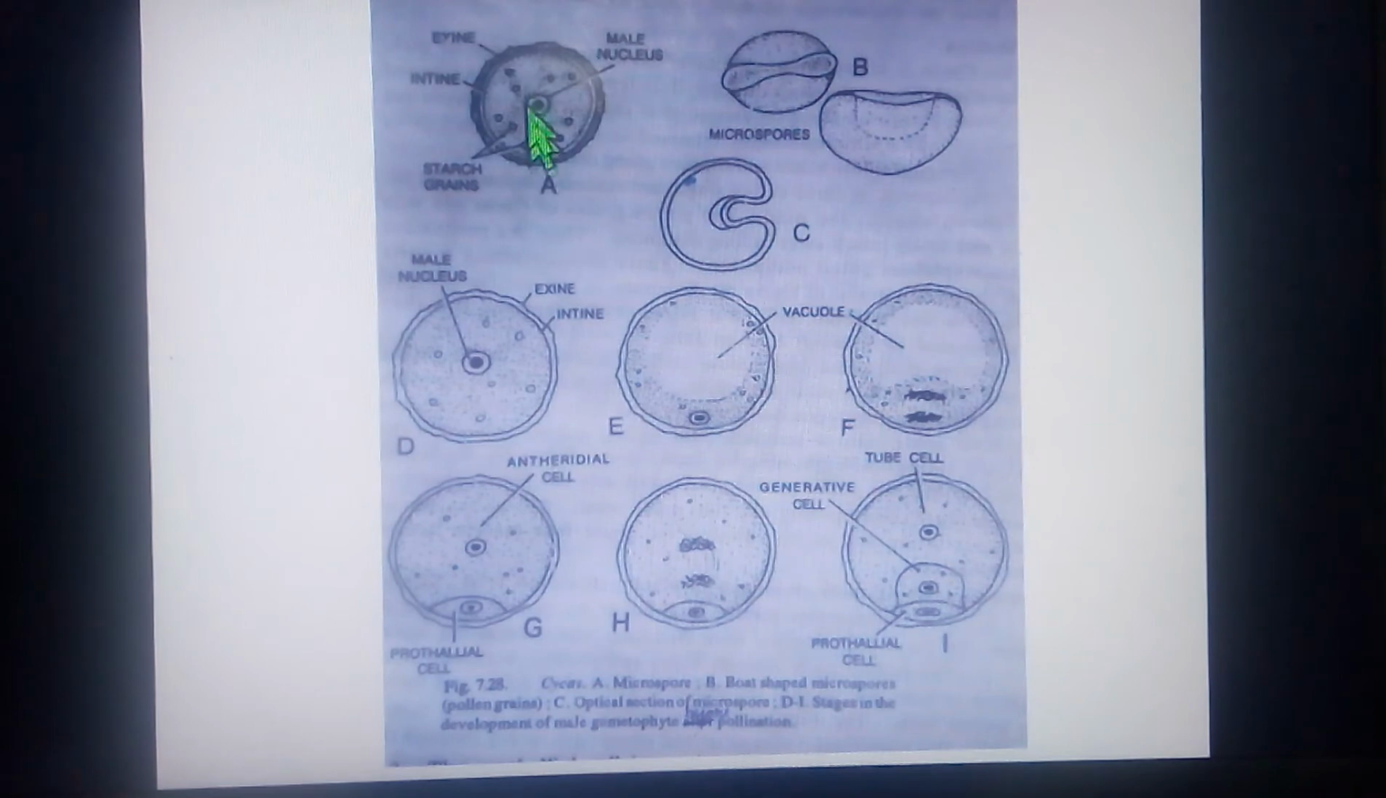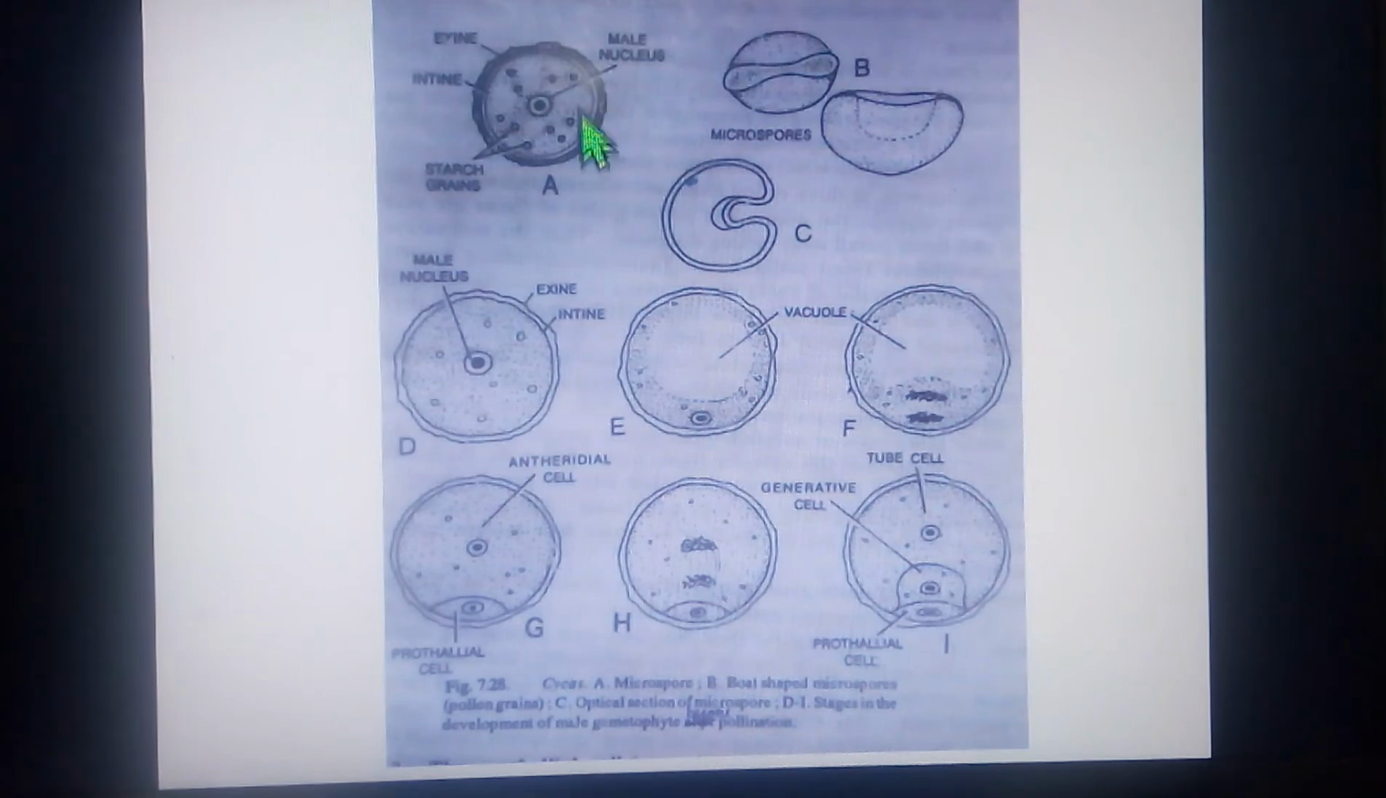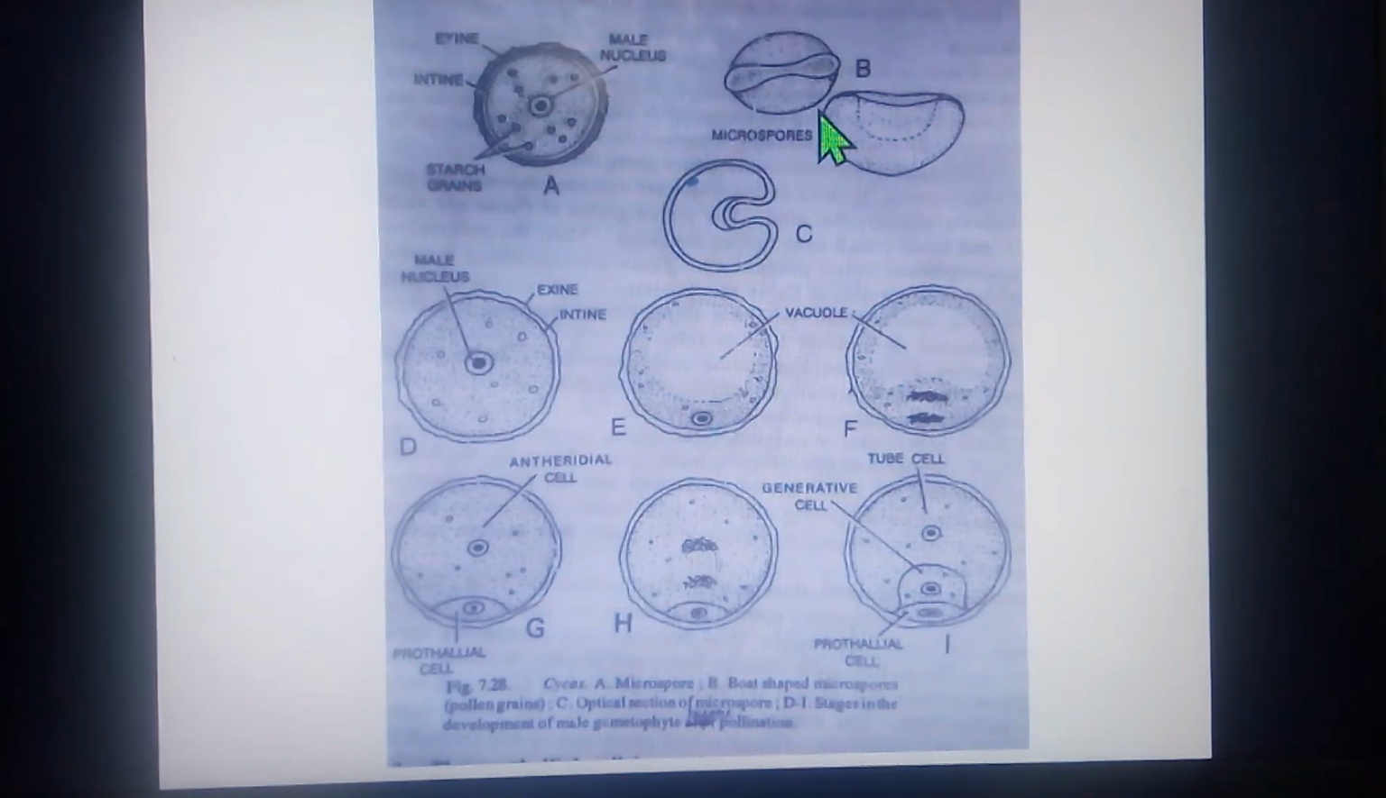The spore is also filled with starch grains, and these starch grains will start to disappear when the spore matures. Each spore also has a longitudinal slit, so that it appears boat shaped. You can see here in figures B and C, it appears as boat shaped.